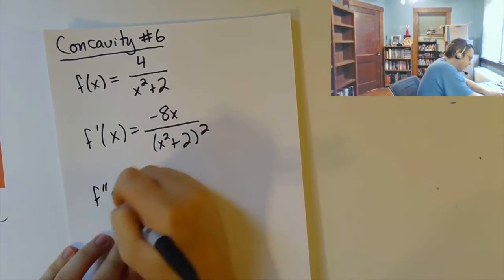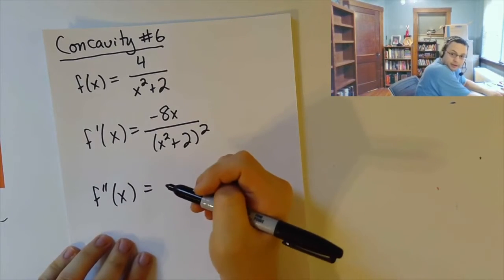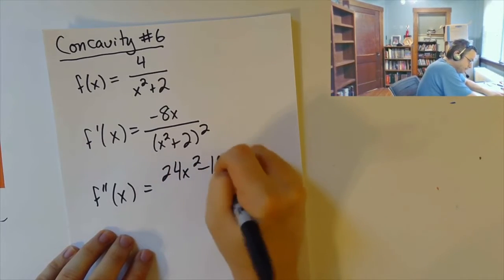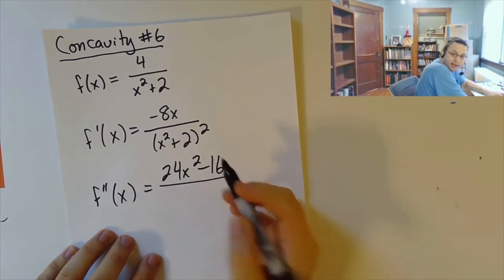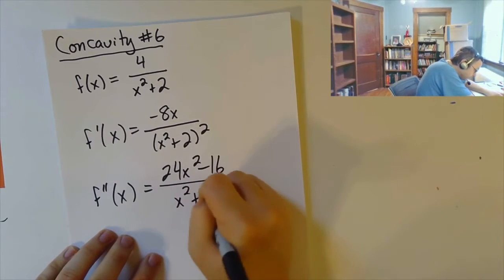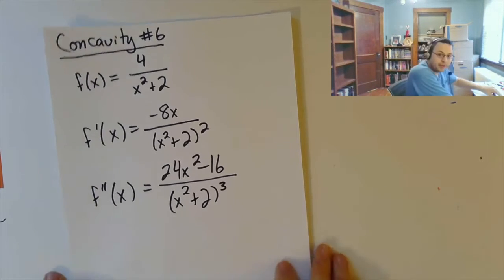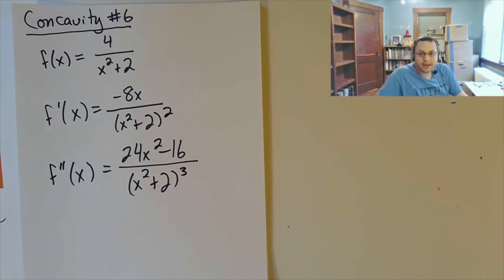And f double prime is (24x squared minus 16) divided by (x squared plus 2) cubed. Okay. So that's our derivatives. And then what the question asks is, it gives us these things and says, which of these is the graph of f in blue and f double prime in red?